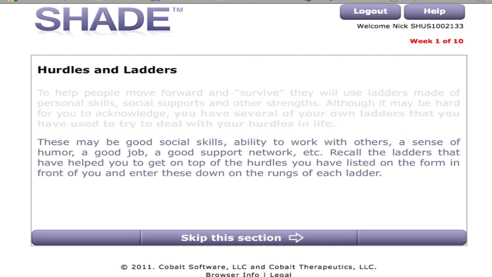Recall the ladders that have helped you to get on top of the hurdles you've listed on the form in front of you, and enter these down on the rungs of each ladder.